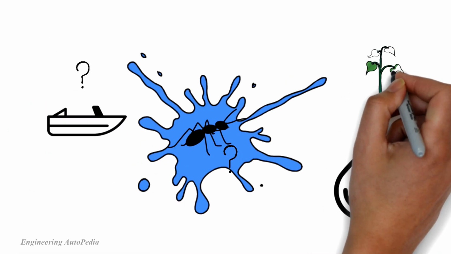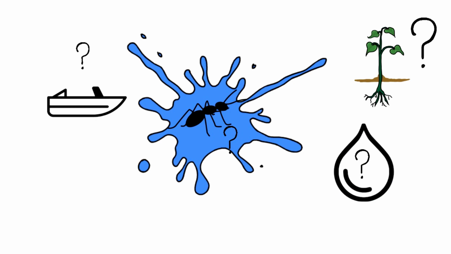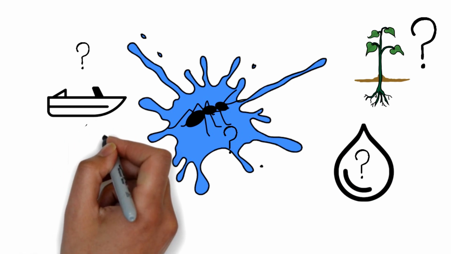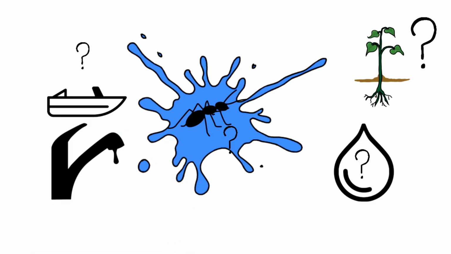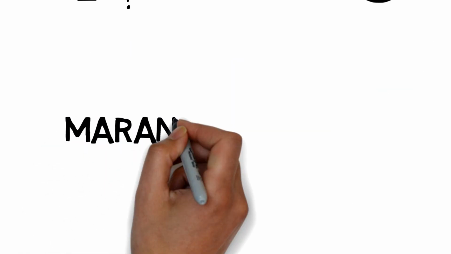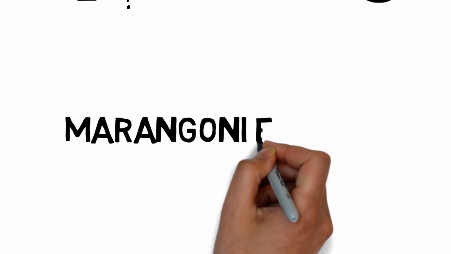Some of the plants suck water. How can they do that? How can water drops adhere to the faucet against gravity? And by the way, Marangoni effect?